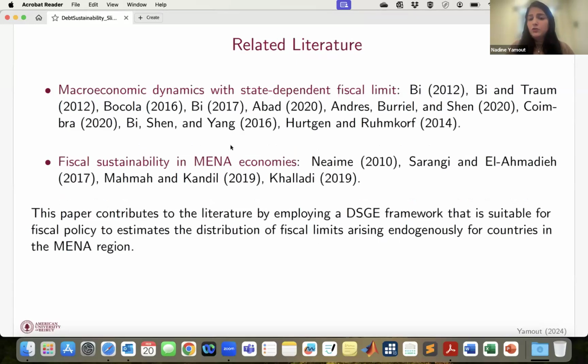The main contribution to the literature is that none of the previous studies on fiscal sustainability in the MENA region has considered such a framework. Most of the papers usually consider what we call an empirical fiscal reaction function to hint at sustainability. So in that sense, this paper is the first in the literature to employ a DSGE framework that is suitable for analysis of debt sustainability.